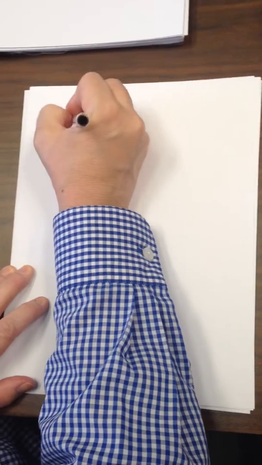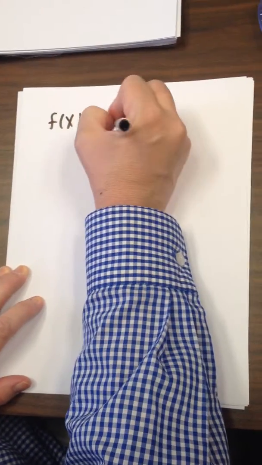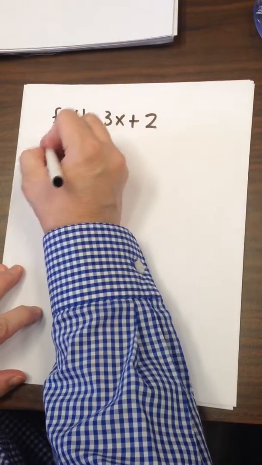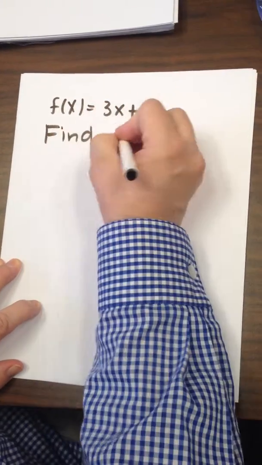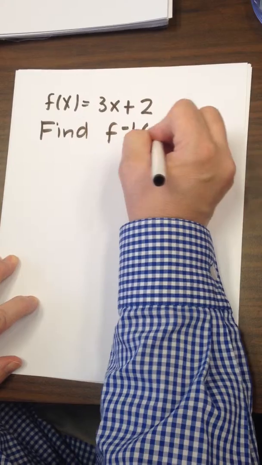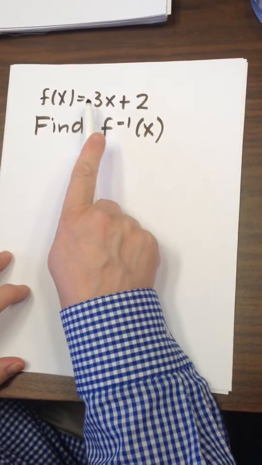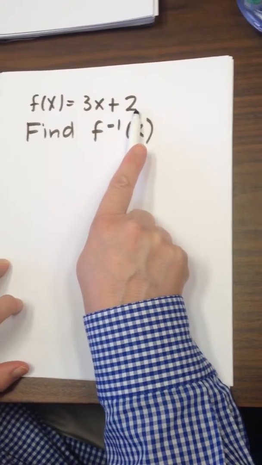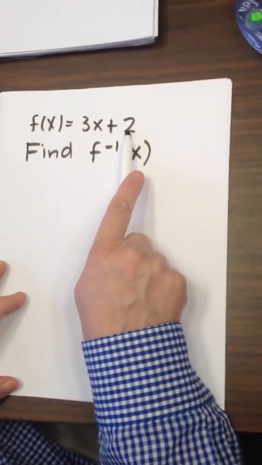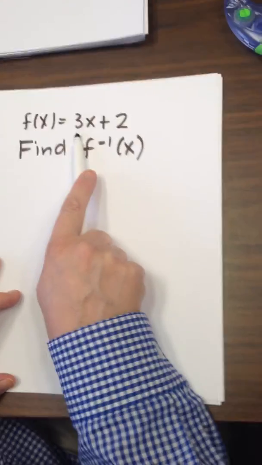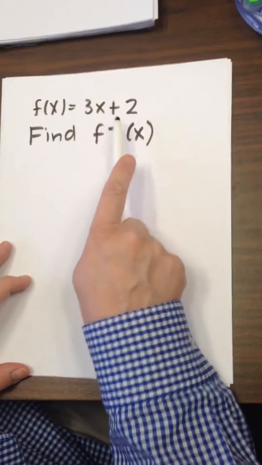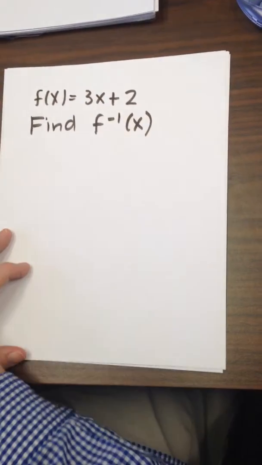If f of x is 3x plus 2, we're going to find f inverse of x. Now let's think about this. This function takes the number, multiplies by 3, and then adds 2. So the inverse needs to do it the reverse, the opposite. It needs to subtract 2 and then divide by 3.